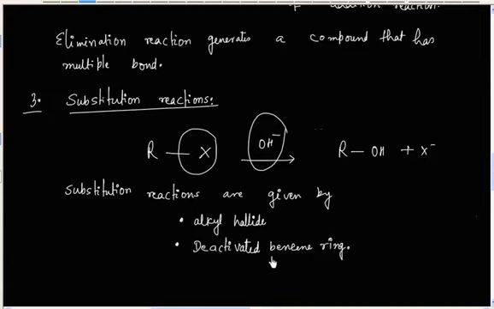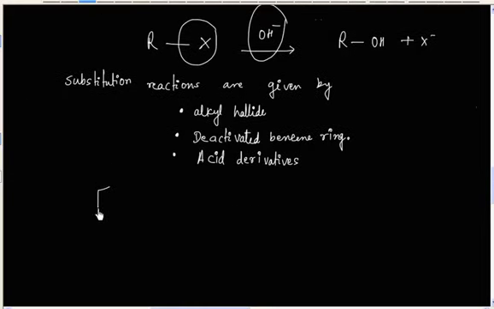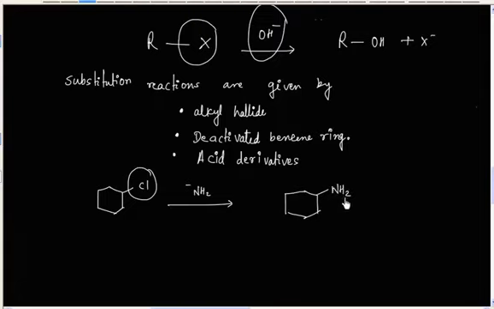Or you can have acid derivatives. For example, if you see this, and this is replaced by NH2 minus, so the Cl group is replaced by the NH2 group. So in this case, this is a substitution reaction.